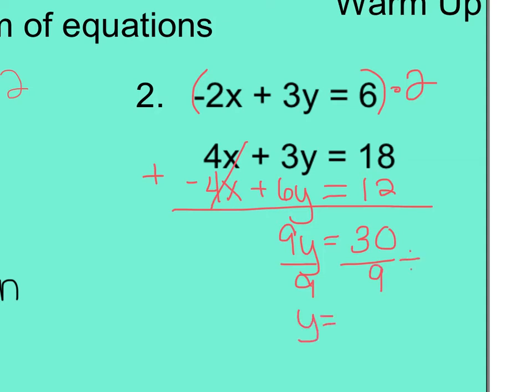If we need to simplify this, divide them both by 3, which is what they have in common, I would get 10 over 3. Now, if you type that into your calculator, you're going to get a repeating decimal, which means if you tried to write that, you wouldn't be exact. So we're going to leave it as 10/3. So now we plug that back into either equation. I'm going to choose the bottom one because it's all positive. If you wanted to choose this one because the x was smaller, you could do that, but I'm going to stay away from that negative.